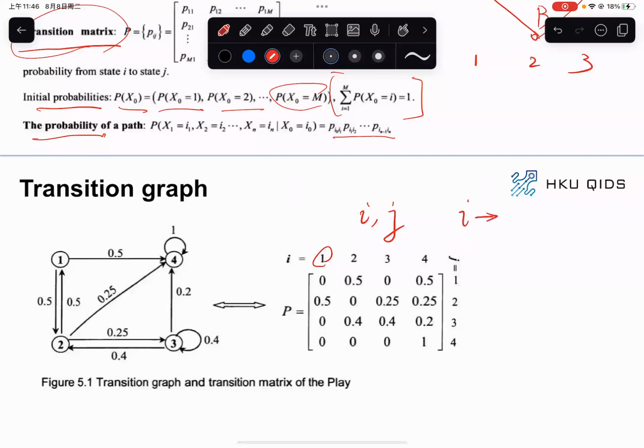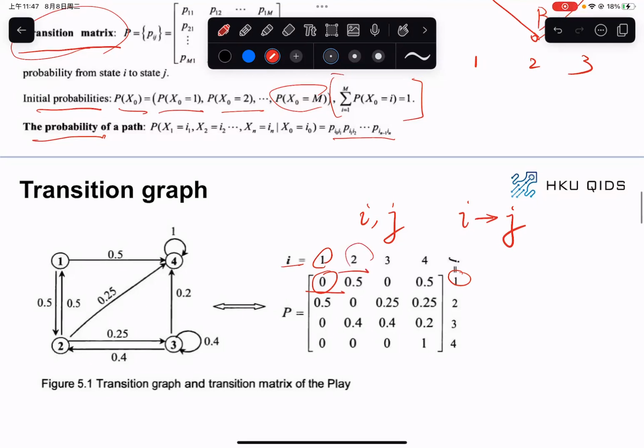The sequence is always I to J. So this part means if we start from state I and we are going to state J, the probability is 0. So there is no possibility for us to do that. But if we start at state 2 and we are going back to state 1, we have 1/2 probability to do that. And you can see all the way here.